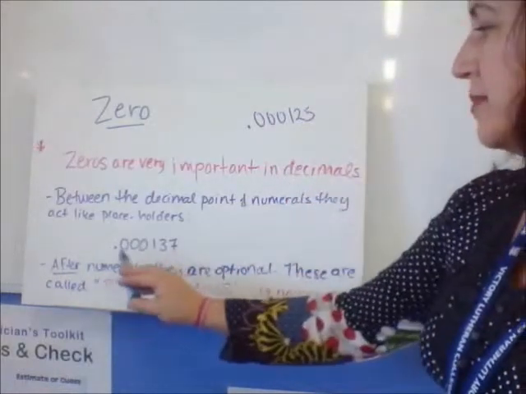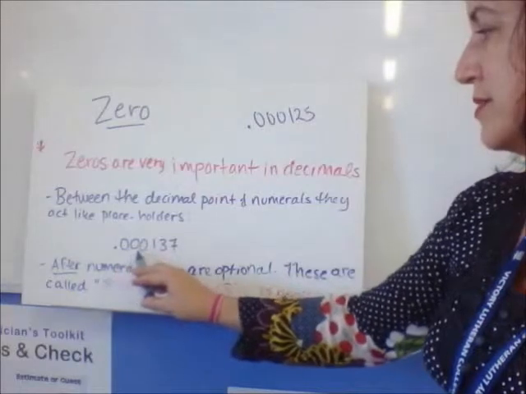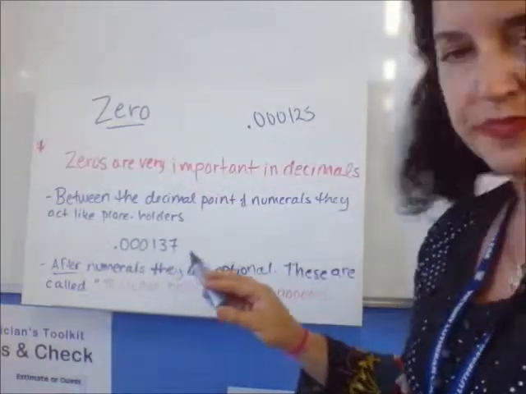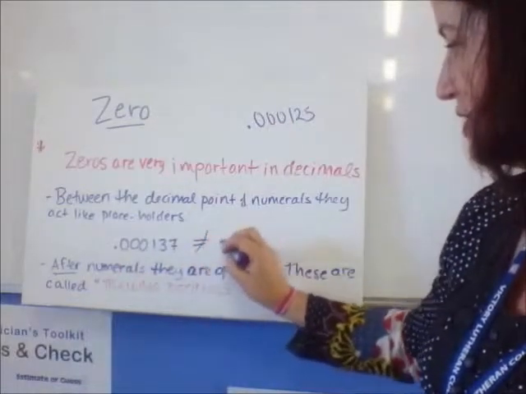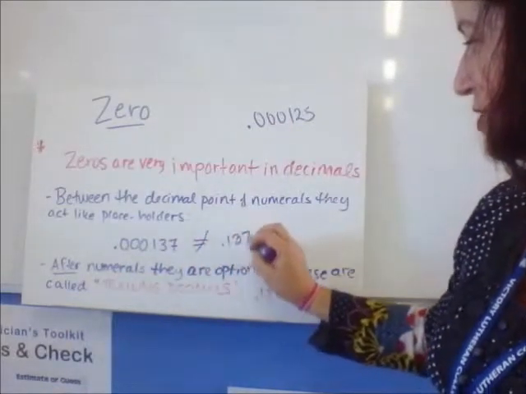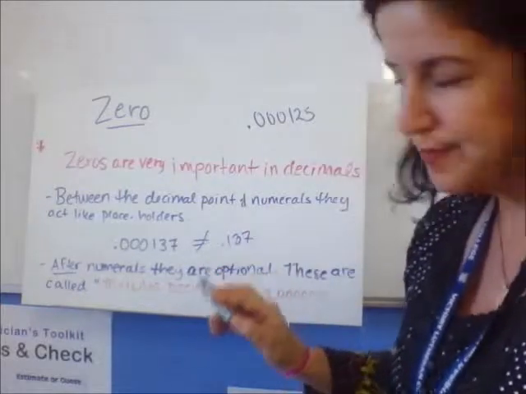Okay, here's another example, 0.000137. It's holding that place. It's not equivalent to 0.137. So it's quite important to keep those zeros where they belong.